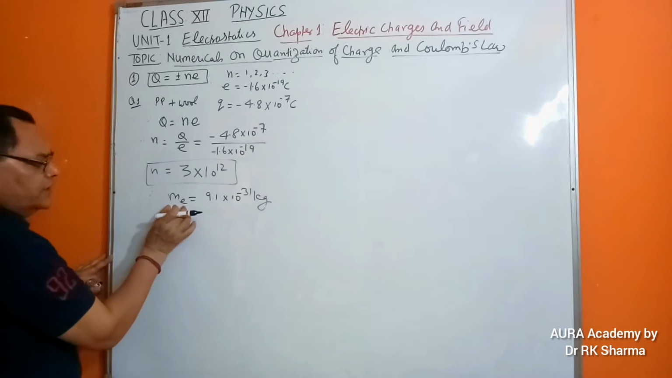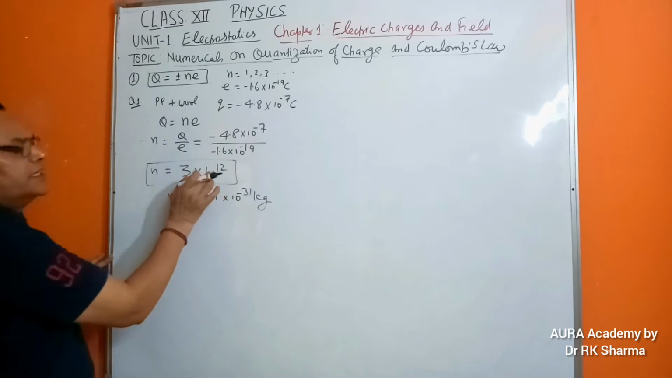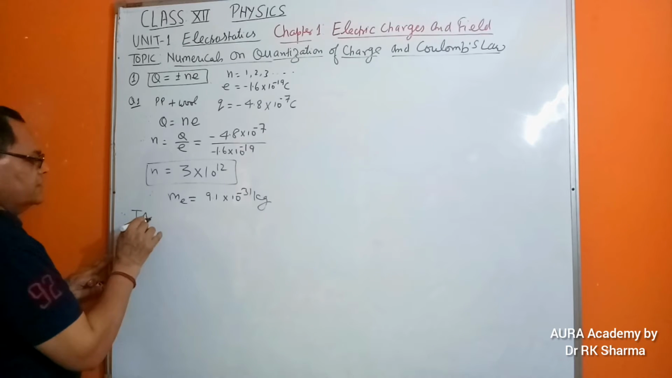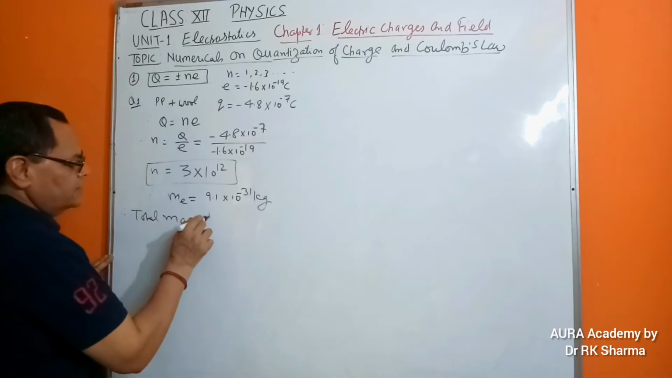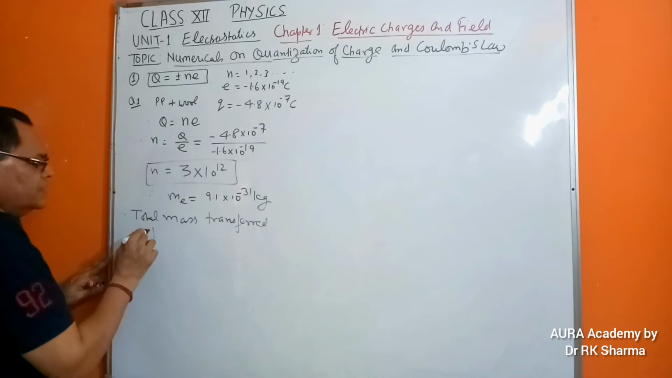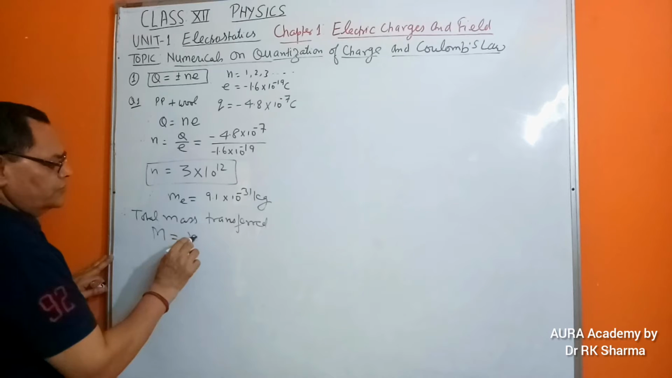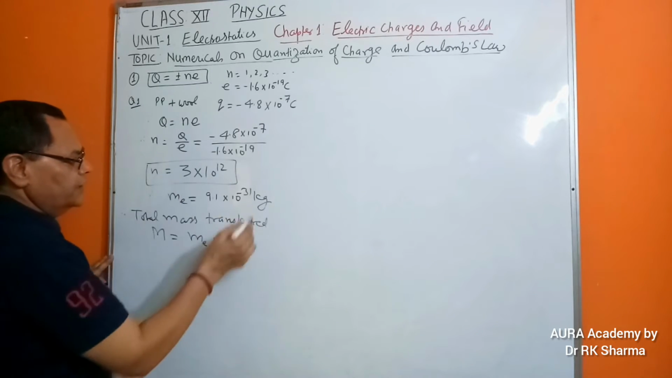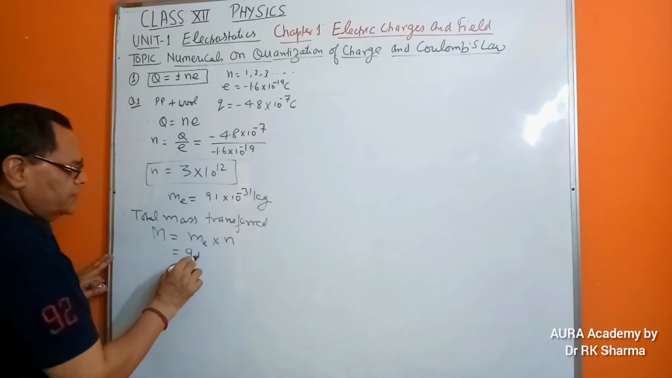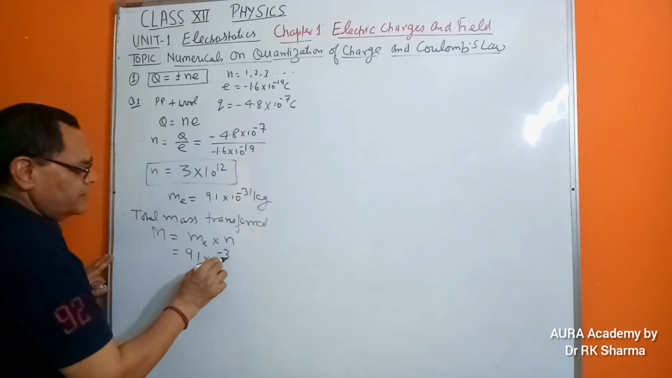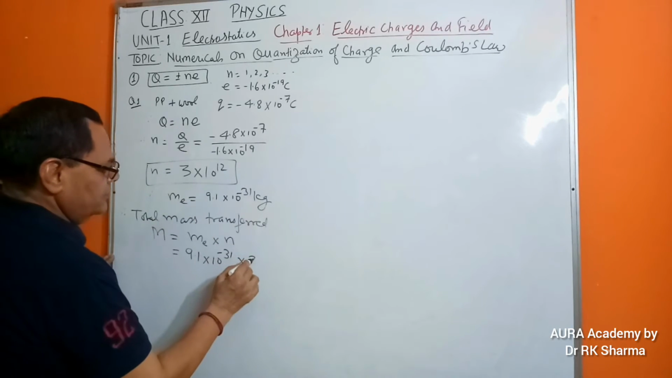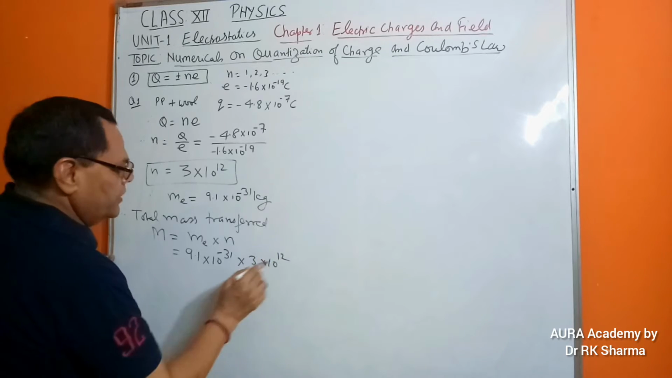So if one electron possesses this much mass, then this many electrons will possess that many times the mass. Therefore, the total mass transferred, capital M, will be equal to the mass of a single electron times the number of electrons transferred. The mass of a single electron is 9.1 into 10 raised to the power minus 31, into this 3 into 10 raised to the power 12.